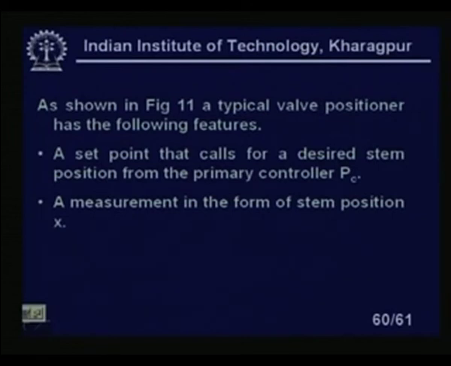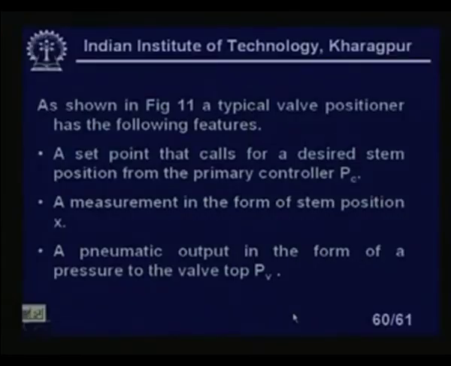A measurement in the form of stem position x. So, these two will be compared, PC will be compared with x, the valve position. Accordingly, it will generate a control signal PV, which will go to the diaphragm of the control valve. A pneumatic output in the form of a pressure to the valve top, PV, will go. This will actually give the proper position of the control valve.